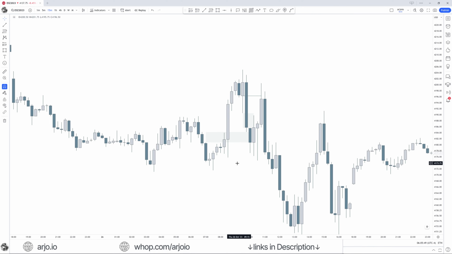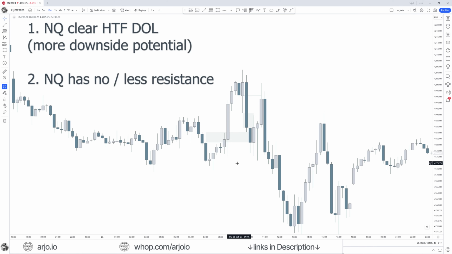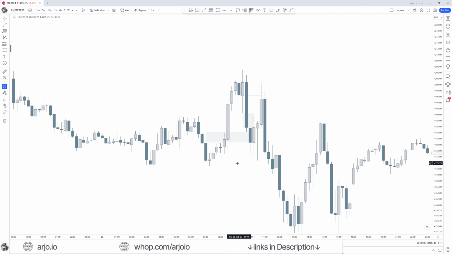So if we're stacking up the arguments, and that stacking up the arguments is an objective way of getting to your trade ID, of getting to your daily bias, because you can do this for every time frame. And this is exactly what we will go over in the next video, where you can get to your daily bias in a fully objective manner. So this right here, Nasdaq had the clear draw on liquidity. Nasdaq doesn't have that resistance. So Nasdaq is the one you want to be trading. And this is how you can get to the highest probability pair to trade.